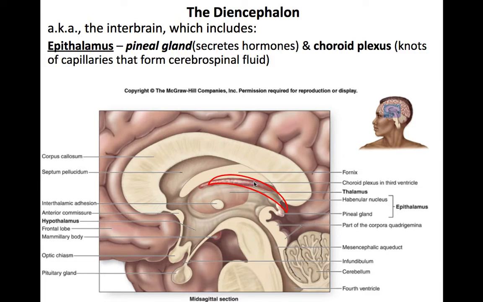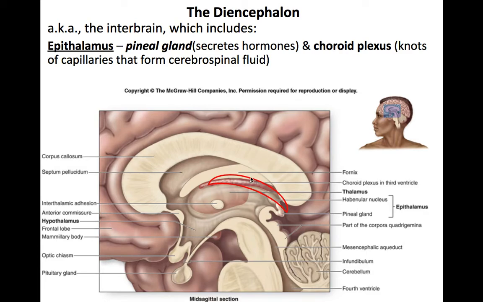So one region is the pineal gland, which you can see right here. I tried to make a red shape that would encompass the whole region, but it was really hard to do that. So here it is. Here's the pineal gland. It's part of the epithalamus. What does it do? It secretes hormones that basically regulate sleep, right? So they help you go to sleep at the right time.